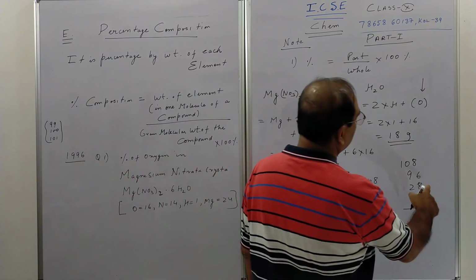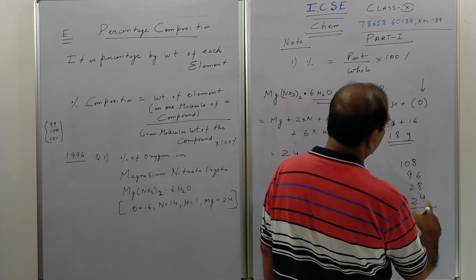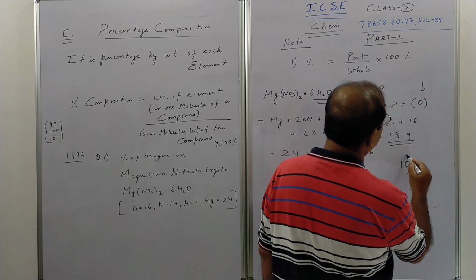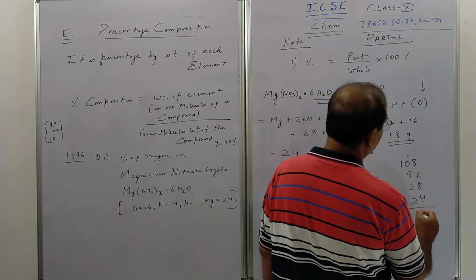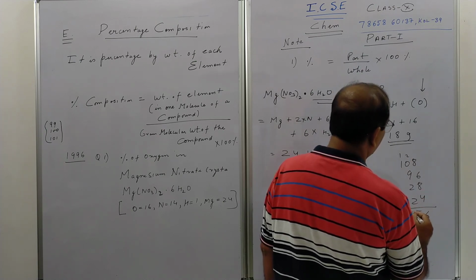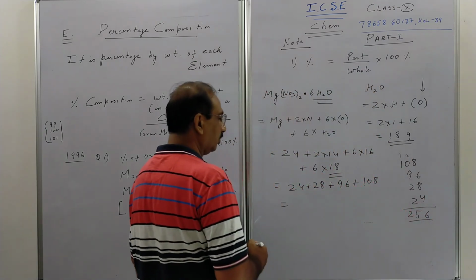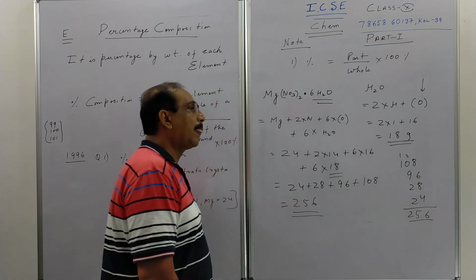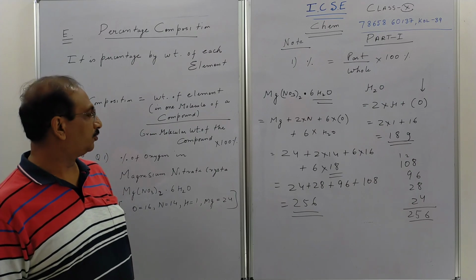So let us add: 6, 6, 24, and 22 and 4, 26, 2, 11, 5, 1, 256. Okay, so the molecular weight of magnesium nitrate hexahydrate is 256.